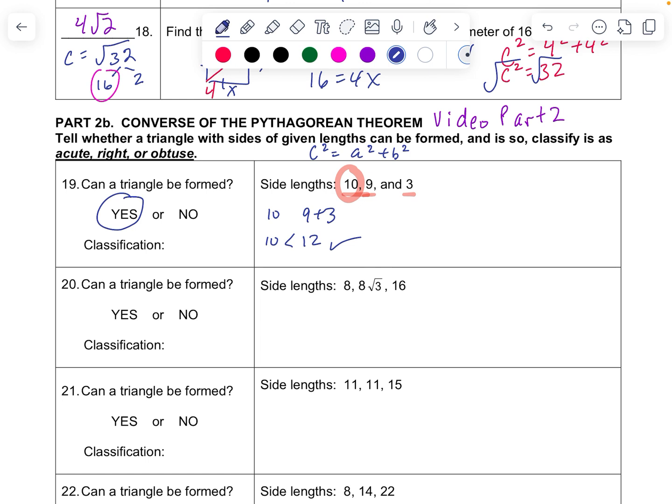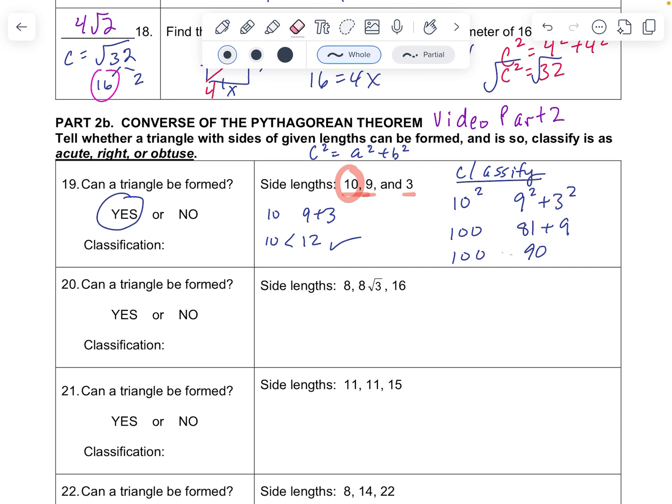When we classify it, we're going to classify it as either obtuse, acute, or right. All right, so I'm going to compare 10 squared, this is for classify, and then I'm going to put that with 9 squared plus 3 squared. So 10 squared is 100. You have to square the 9 and then square the 3. So this is going to be 81 plus 9, which is going to give you 90. So it's actually not an equal sign.